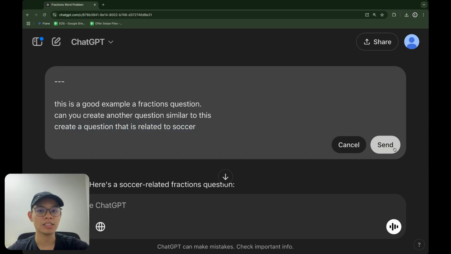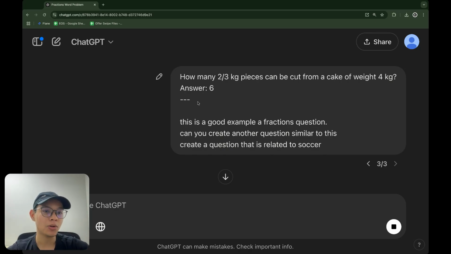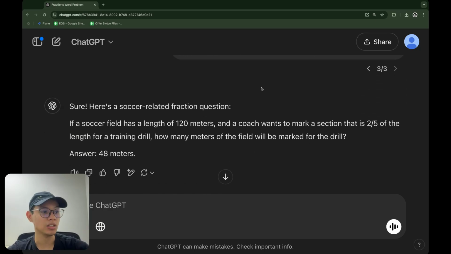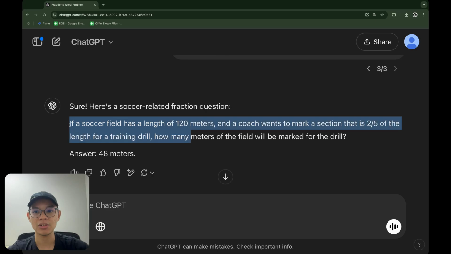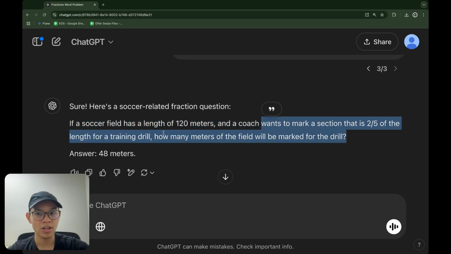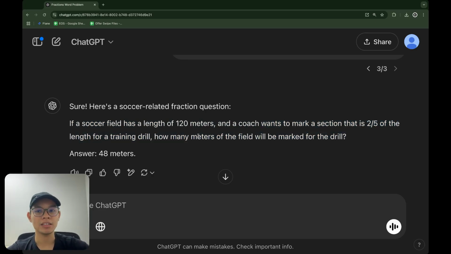And now if I were to click on send, it will actually generate questions that are similar to this and also related to soccer. So for example, in this case, if a soccer field has 120 meters, a coach wants to mark a section that's 2/5 of the training drill, how many meters, right? So sometimes you like it, right?